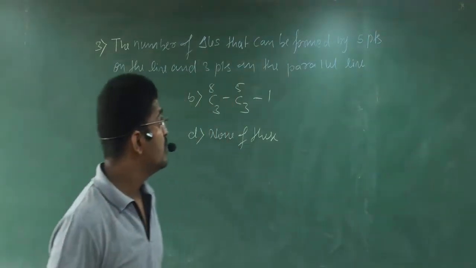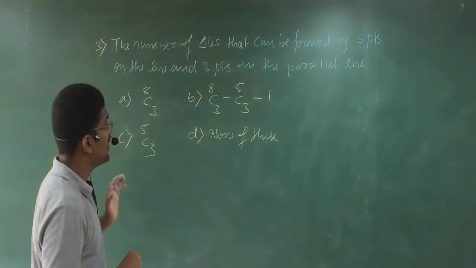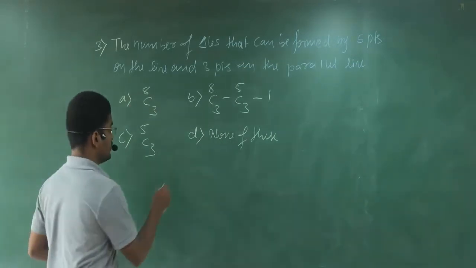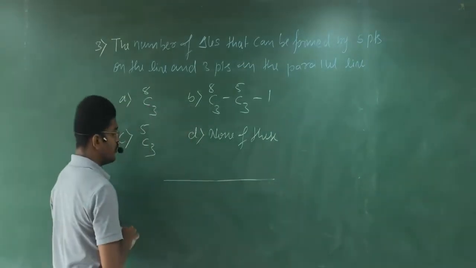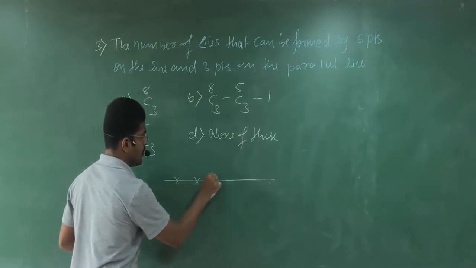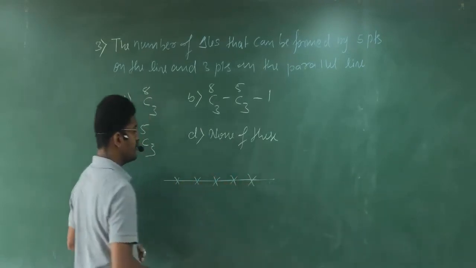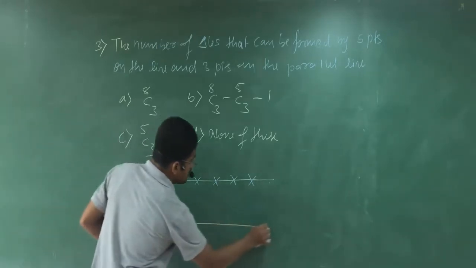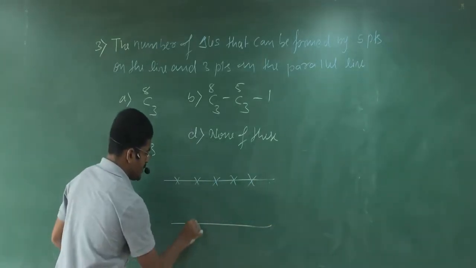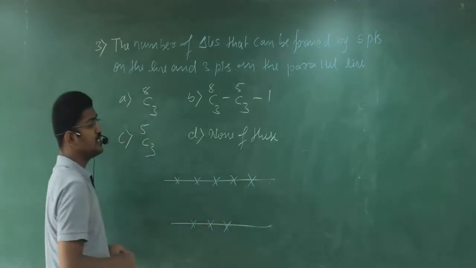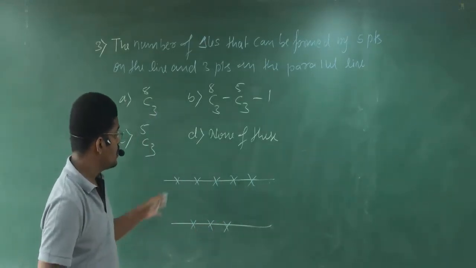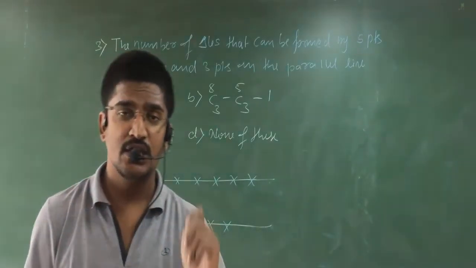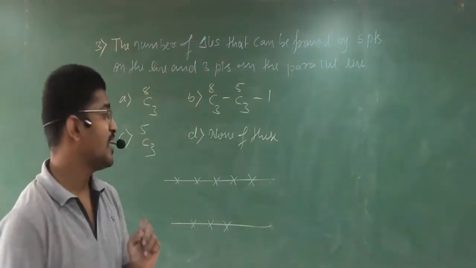Okay. So you have to make a triangle by points on the line. There are 5 points on the line and 3 points on the parallel line. So, by using these points, you have to calculate the total number of triangles that can be formed.